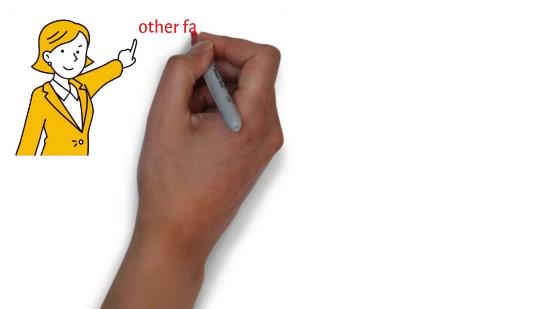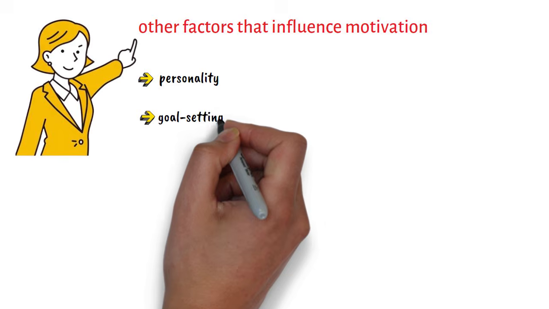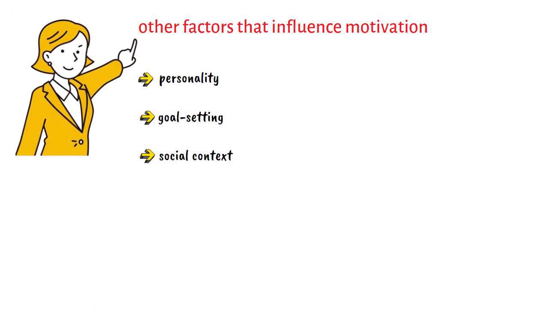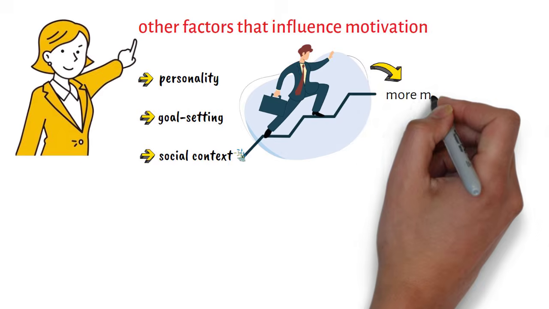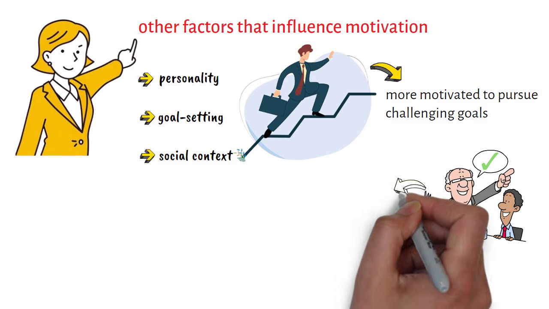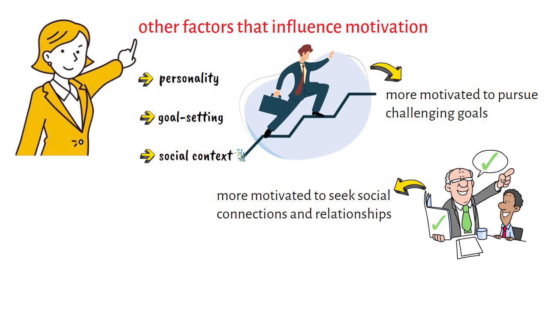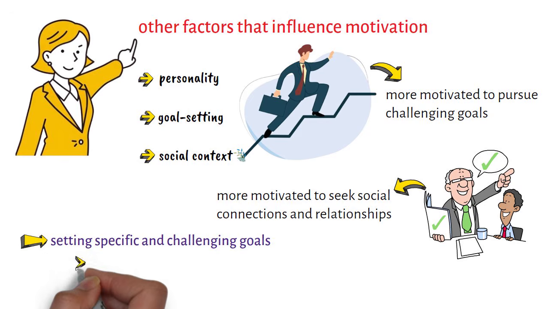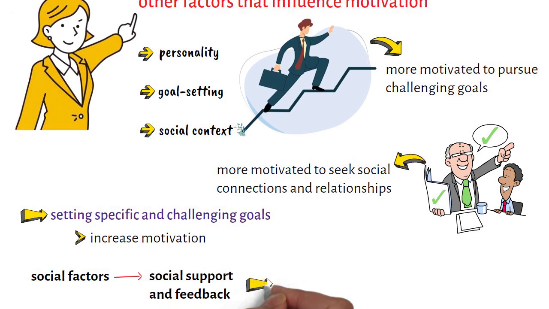In addition to these key theories, there are also several other factors that influence motivation, such as personality, goal setting, and social context. For example, people with a high level of achievement motivation may be more motivated to pursue challenging goals, while people with a high level of affiliation motivation may be more motivated to seek social connections and relationships. Additionally, setting specific and challenging goals can increase motivation, while social factors, such as social support and feedback, can also influence motivation.